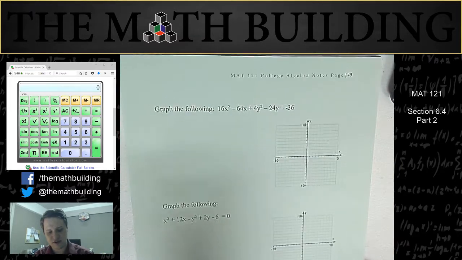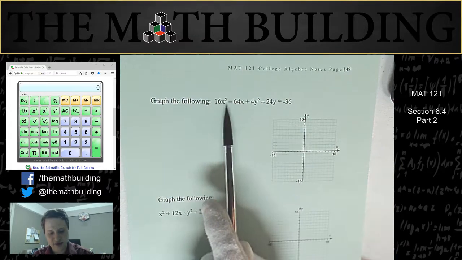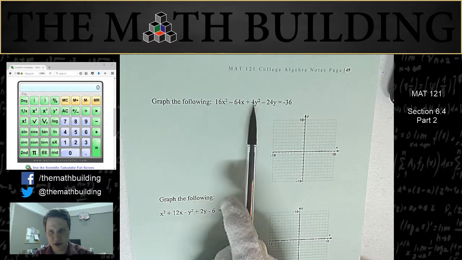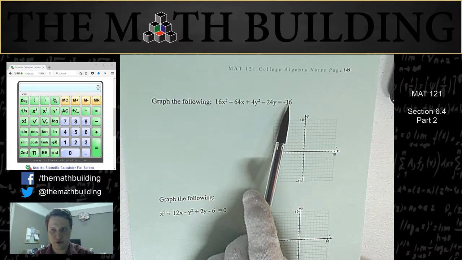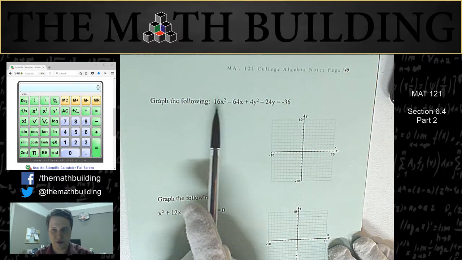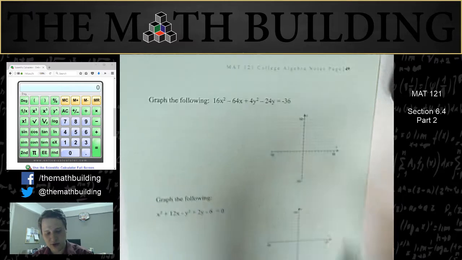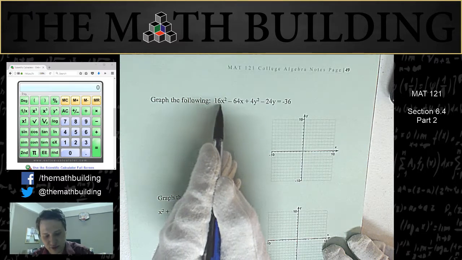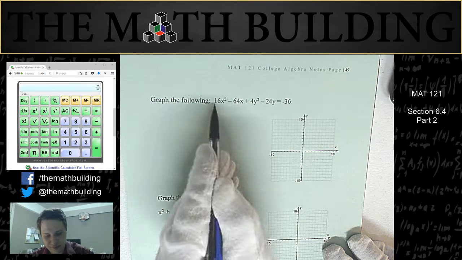So let's get started. They've already lined this up for us with x being together and y being together and the number over here. If this hasn't been done, you need to rearrange it to get it to look to be in this form. Then we're going to complete the square twice, once for this and once for this.